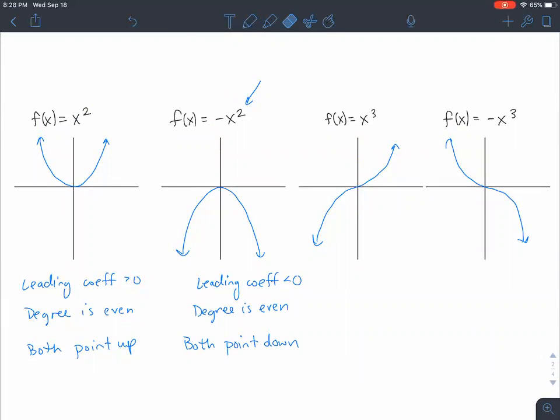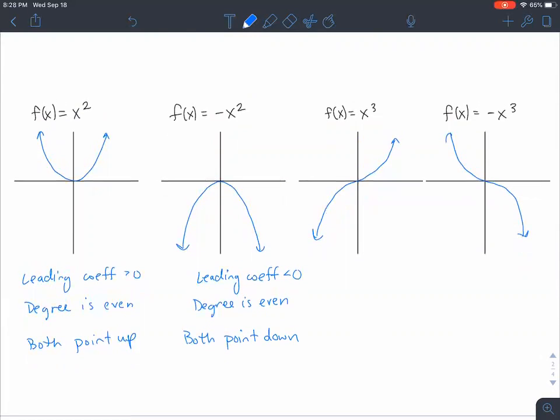Taking a look at the next example, f of x is equal to x cubed. My leading term is the only term, x cubed. My leading coefficient is positive, greater than 0. My degree is odd. So I have down to the left and up to the right.